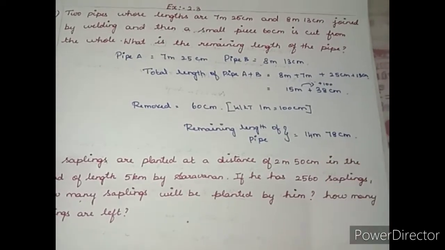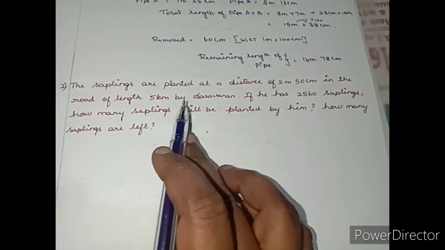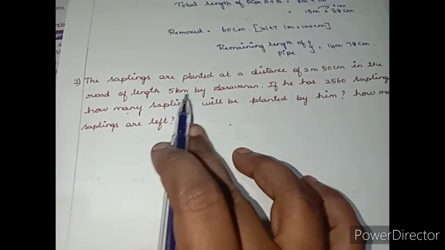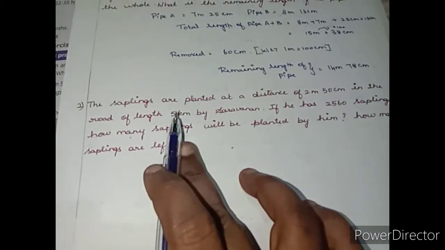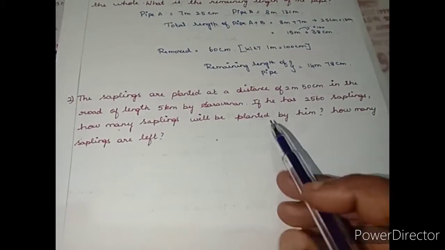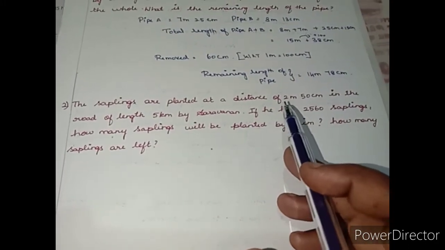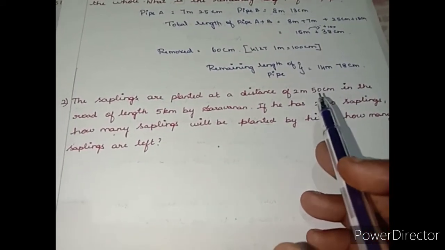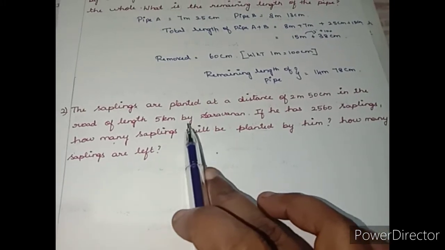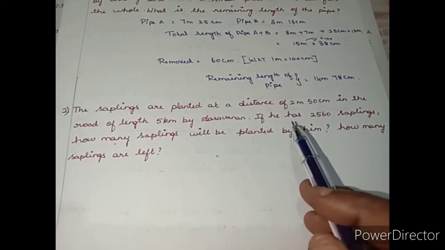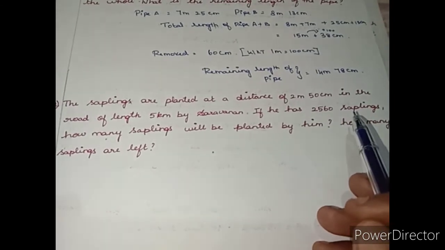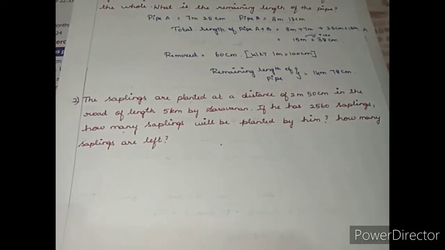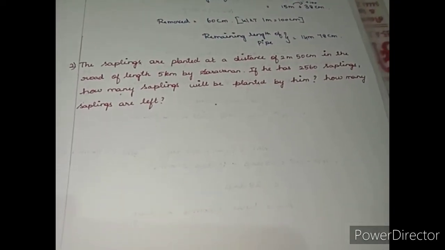Now we'll go to the second question. The saplings are planted at a distance of 2 meter 50 centimeter in the road of length 5 kilometer by Saravanan. So you know what is a sapling, right? A small plant. So they are planting at a distance of 2 meter and 50 centimeter. For each sapling they have a 2 meter and 50 centimeter gap in the road of length 5 kilometers by Saravanan. If he has 2560 saplings, how many saplings will be planted by him and how many saplings will be left? Okay, so now we'll move to the sum.